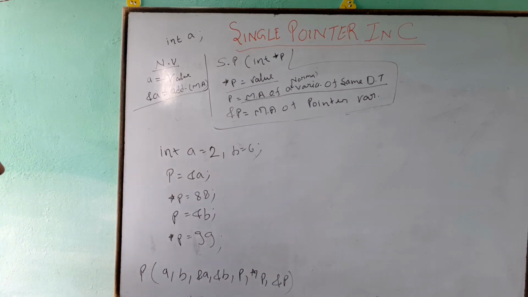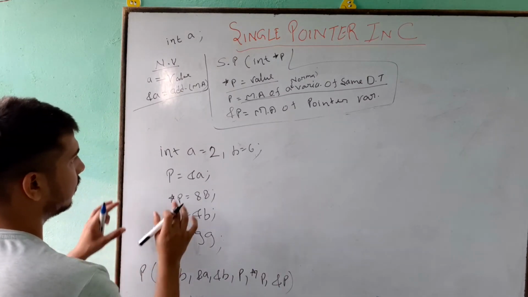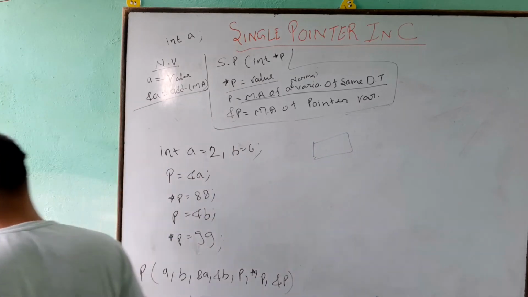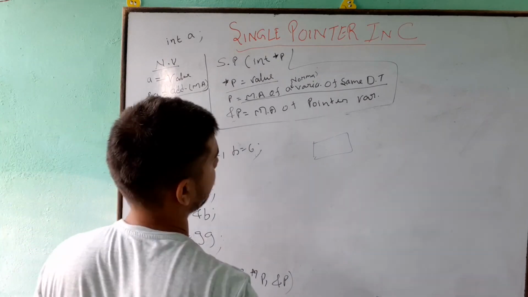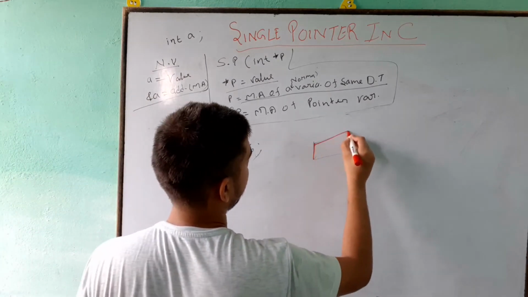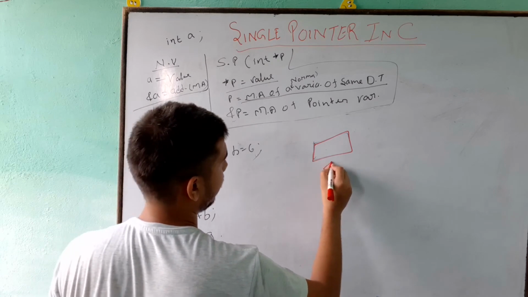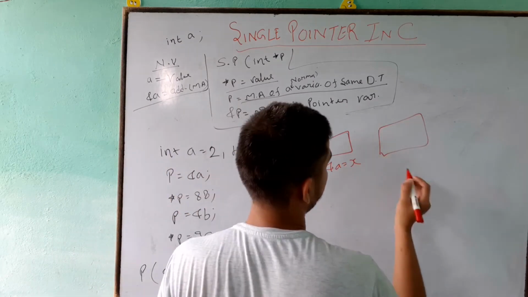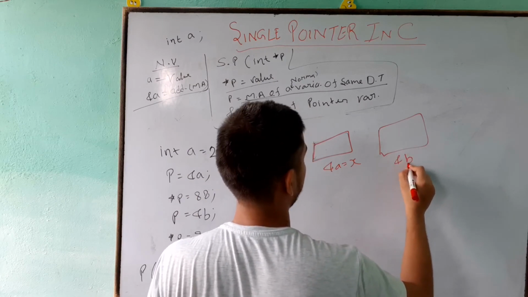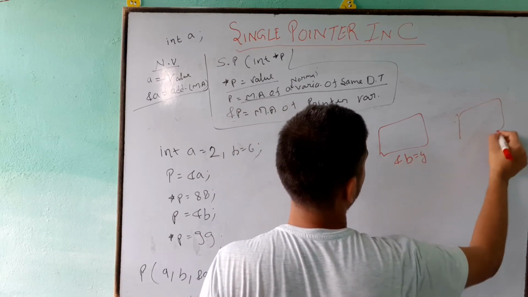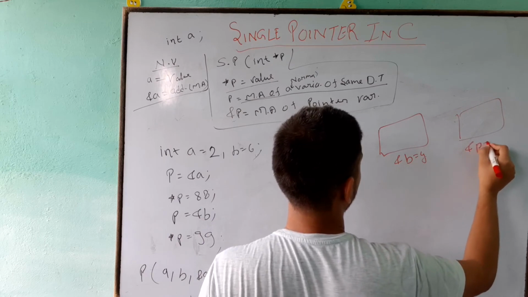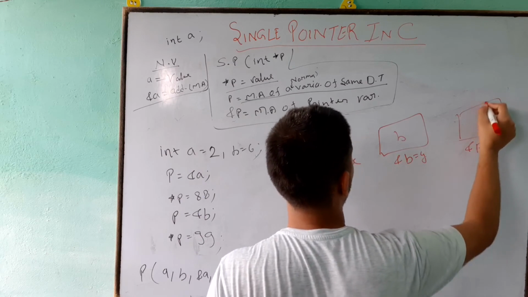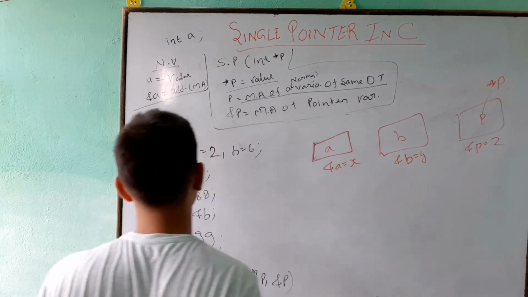Okay, so let's see. There was something: a, &a, let's suppose it is x. It could be any value, it can also be given that this is the memory location. This is &b, let's say y, and this is &p, let's say z. This is a, this is b, this is p, and it also has *p, something like that.